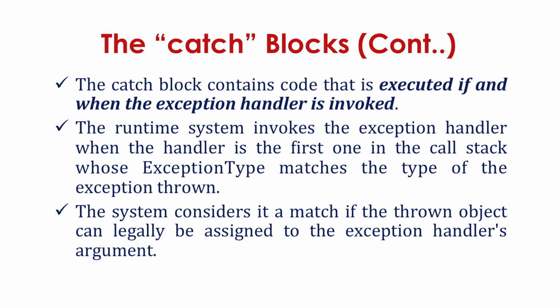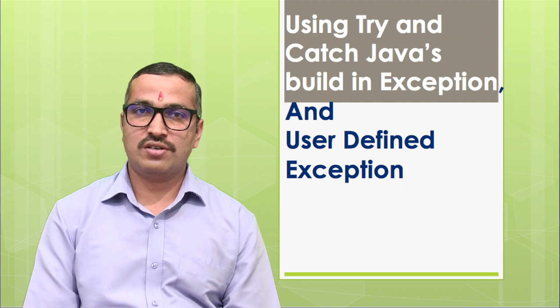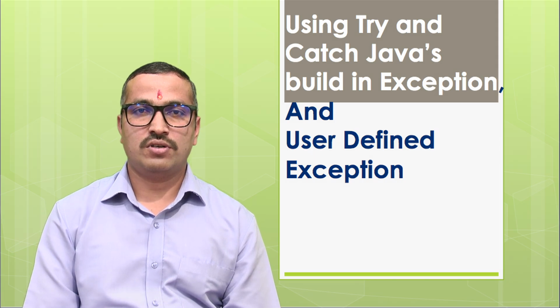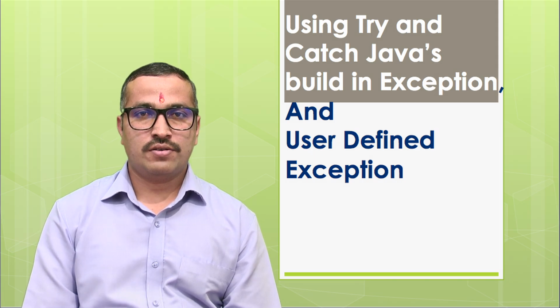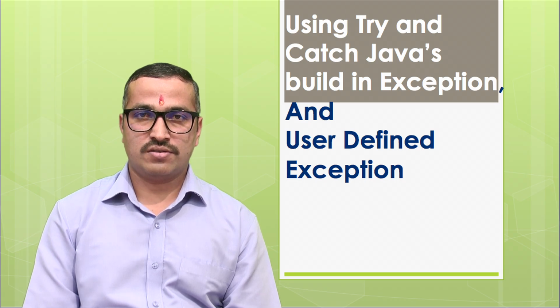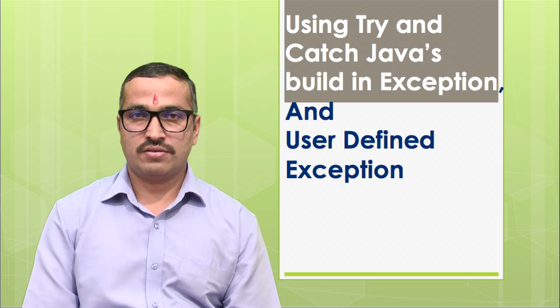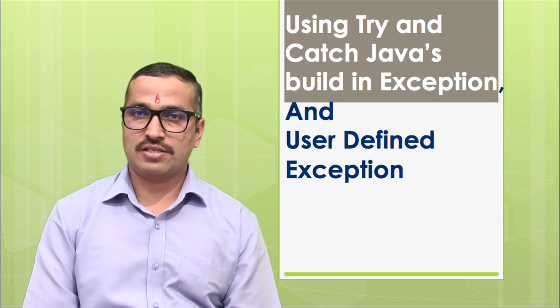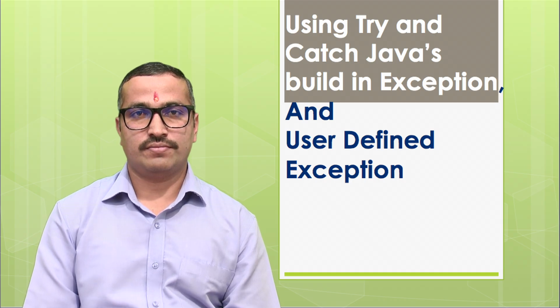What happens actually is that after the exception occurs inside the try block, that exception is thrown and the catch block tries to catch and invokes the relevant handler of the exception. The system considers it a match if the thrown object can legally be assigned to the exception handler's argument.